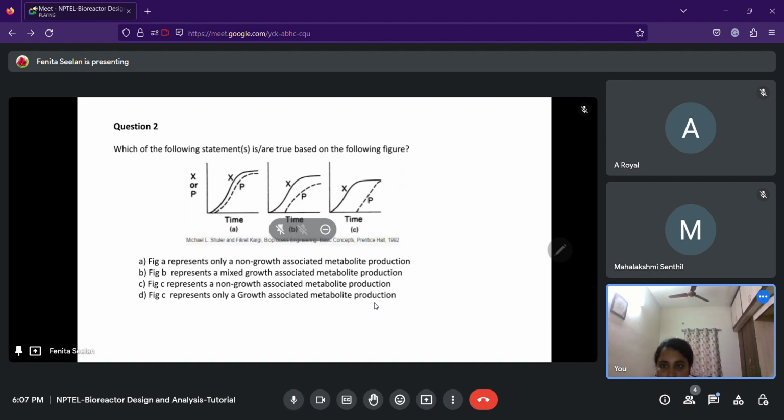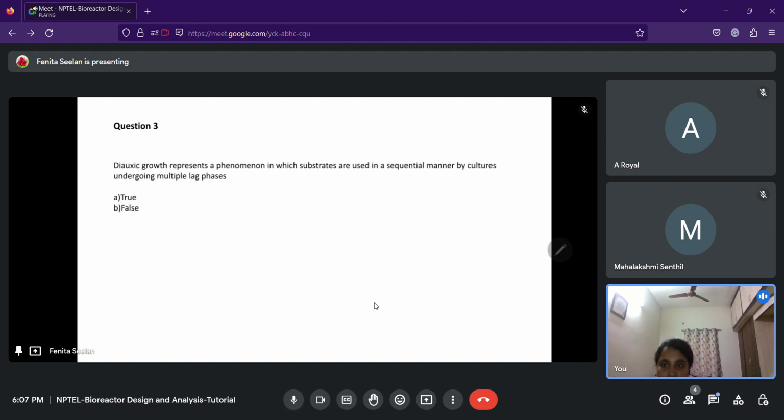The next question: diauxic growth represents a phenomenon in which substrates are used in a sequential manner by cultures undergoing multiple lag phases. Is the statement true or false? Yes, the answer is A, which is true.